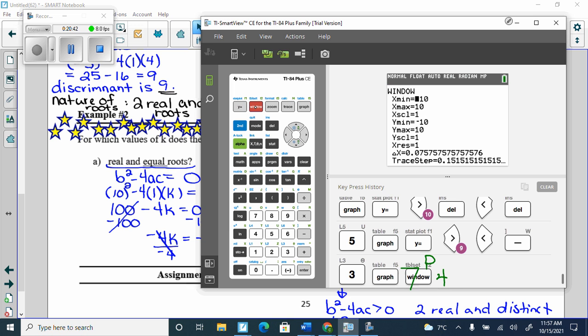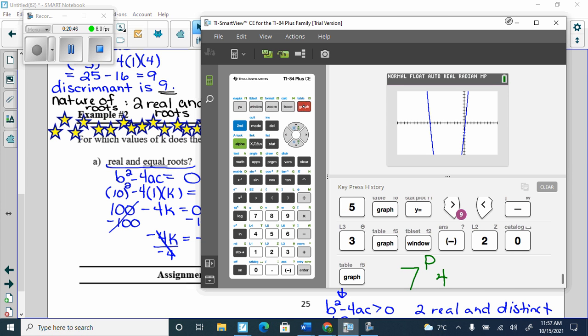Well, now I'm going to have to move over my window. Holy smokes, Batman, it is true! If my K is less than 25, I get 2 answers. Whoa, drop the mic. Get donuts. That's what I say. All right, let's do another one.